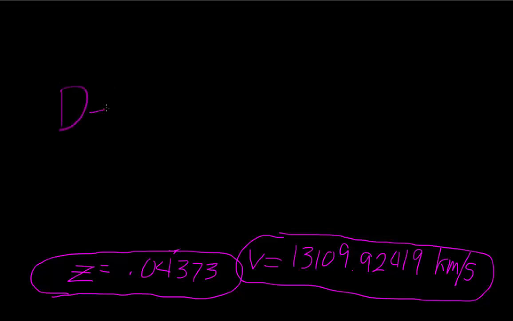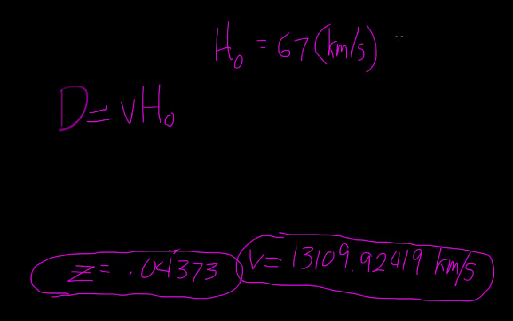Letter d, which is equal to v, velocity, times h0. So let's talk a little bit about what this h0 is. The actual value of h0, which is a constant, is about 67 kilometers per second per megaparsec. MPC for megaparsec.